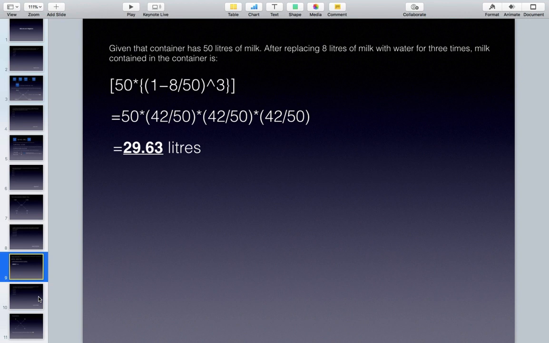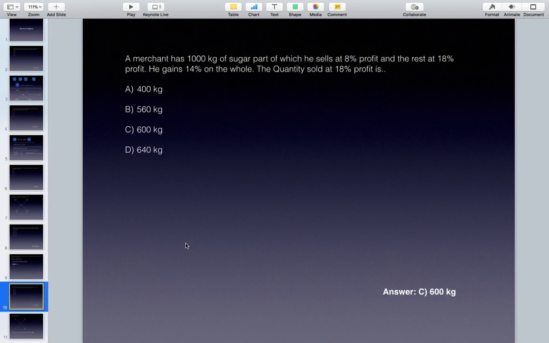So let's move on to the last question. A merchant has 1000 kg of sugar, part of which he sells at 8% profit and the rest at 18% profit. He gains 14% on the whole. The quantity sold at 18% profit is: option A 400 kg, option B 560 kg, option C 600 kg, option D 640 kg. So let's check the answer.